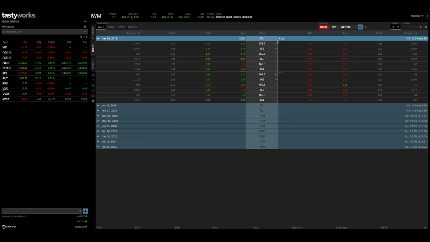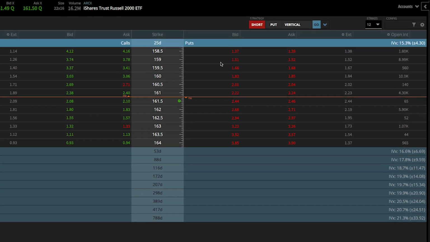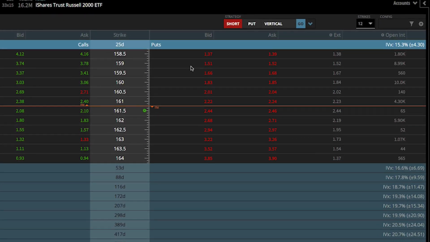Now, as we can see here on this trade page, there are no indicators that tell me I have any positions on, and that's because I do not have any positions on in IWM. So to sell an option, you're going to click on the bid price, since the bid price is the highest price someone is willing to pay for an option.